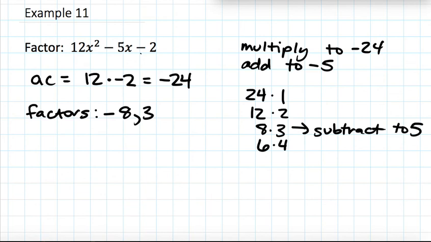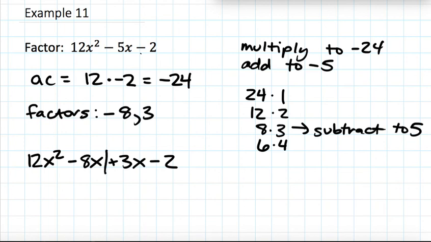So now I'm on to step 3, replacing the middle term. 12x squared stays the same. I'm going to put minus 8x plus 3x. Again, you could put plus 3x first, minus 8x second. The order doesn't matter. And then my last term here is minus 2. That doesn't change either. Now I split it into two groups and factor using grouping.